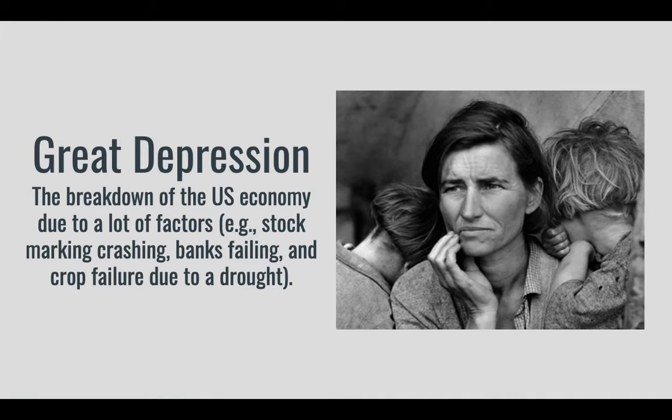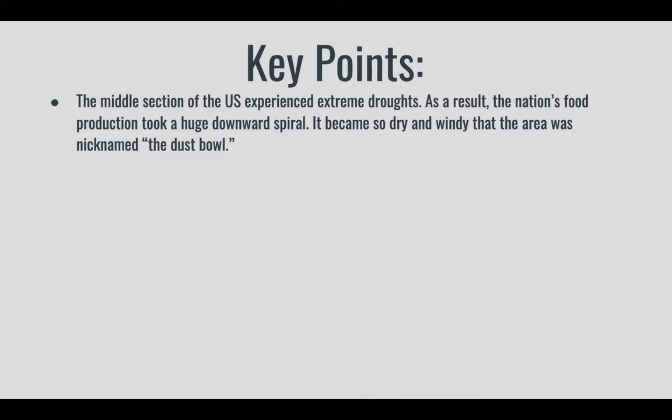The next event was from 1929 to 1939. This is the Great Depression, which is basically when the economy completely shut down in the U.S. Some events that led to this were, first, the middle section of the United States is where a lot of our crops are grown, and there was a huge drought. So obviously there was some crop failure, and the food became more scarce. In fact, it was called the Dust Bowl because it was so windy and dry at the time, and it was kicking up a lot of that dust.